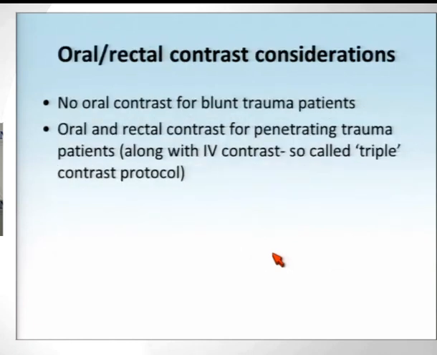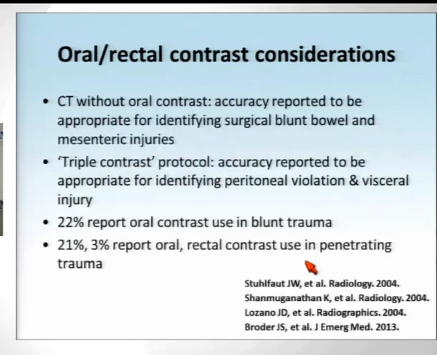We don't administer positive oral contrast material for our blunt trauma patients. We do, however, administer both oral and rectal contrast material for our penetrating trauma patients, which along with our IV contrast makes up the so-called triple contrast protocol. And there is some data, some evidence to support this practice of ours.